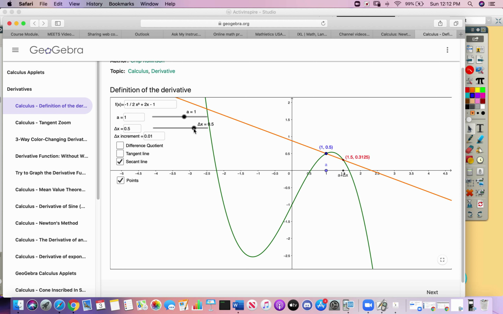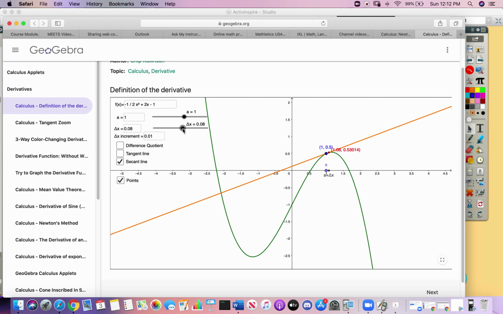So what I want to do is shrink that. I want to keep them closer together. So close that there's almost no space in between them, because the closer I can get these 2 points together, the more accurate this line that's created is going to be to the slope at this particular point. So right now I'm like 0.08 apart, and that's pretty good. That's pretty close. But maybe I can get it closer.